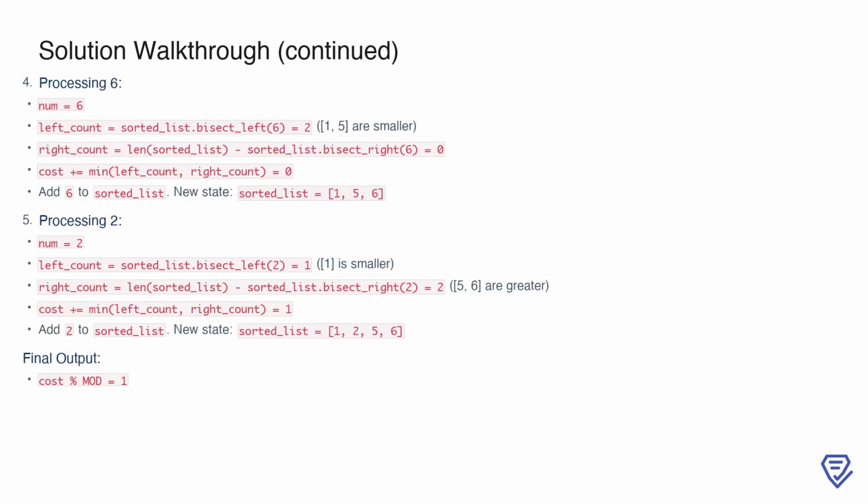Finally, we process 2. Here, there is only one element smaller than 2, which is 1, so left_count is 1. There are two elements greater than 2, which are 5 and 6, so right_count is 2. The minimum of left_count and right_count is 1, so we add 1 to the cost, making the total cost 1. After adding 2, the sorted list becomes 1, 2, 5, 6. The final output of the cost modulo mod is 1.